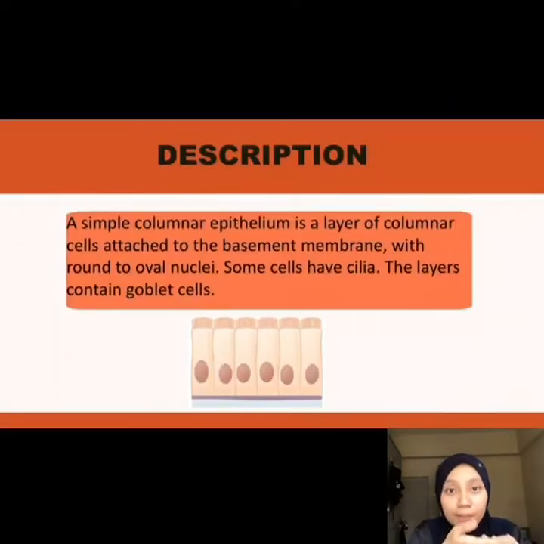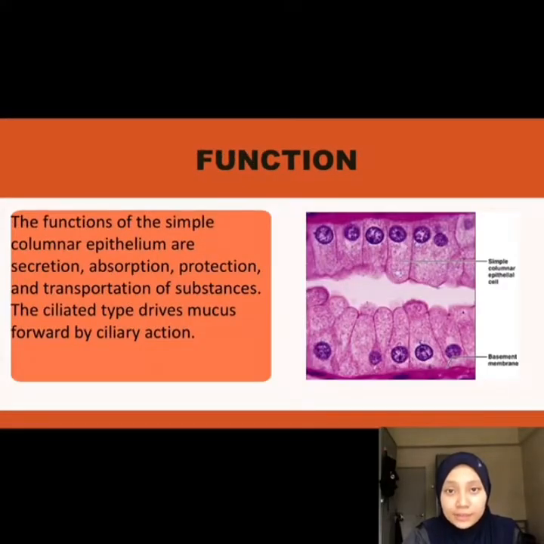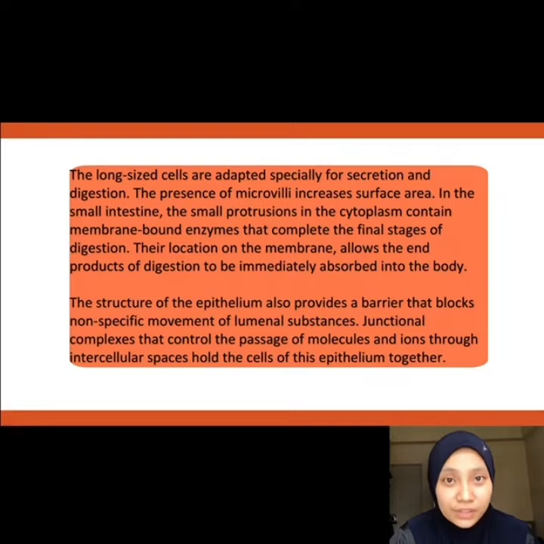A simple columnar epithelium is one layer of columnar cells attached to the basement membrane with a round to oval nucleus. Some have cilia, and some of the cells are goblet cells. The function of simple columnar epithelium is secretion, protection, absorption, and transportation of molecules. The ciliated type propels mucus by ciliary action. These cells are specially adapted for secretion and digestion. The presence of microvilli increases the surface area.